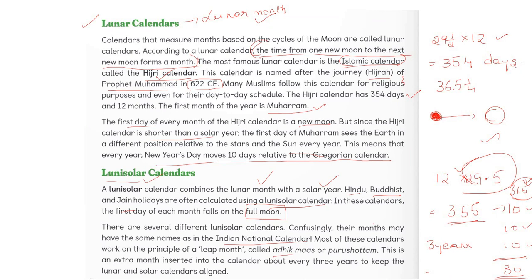And I already told you all the three types of calendars. Solar calendar, example, Gregorian calendar, lunar calendar, Islamic calendar or Hijri calendar, lunisolar calendars. Hindus, Buddhists and Jains follow lunisolar calendars. Hope you understand what are solar calendars, what are lunar calendars and what are lunisolar calendars.